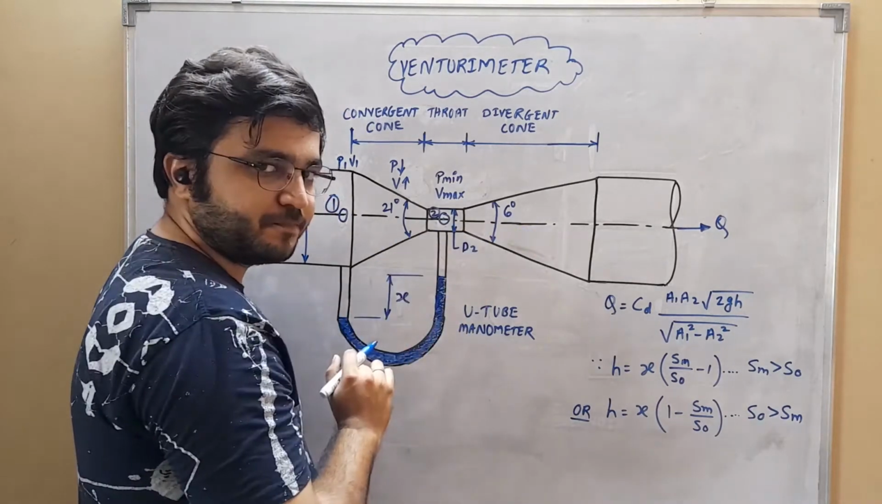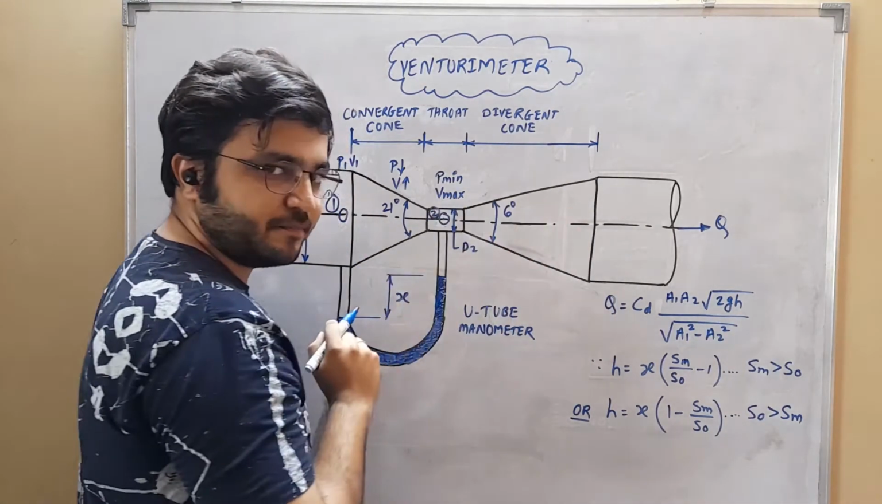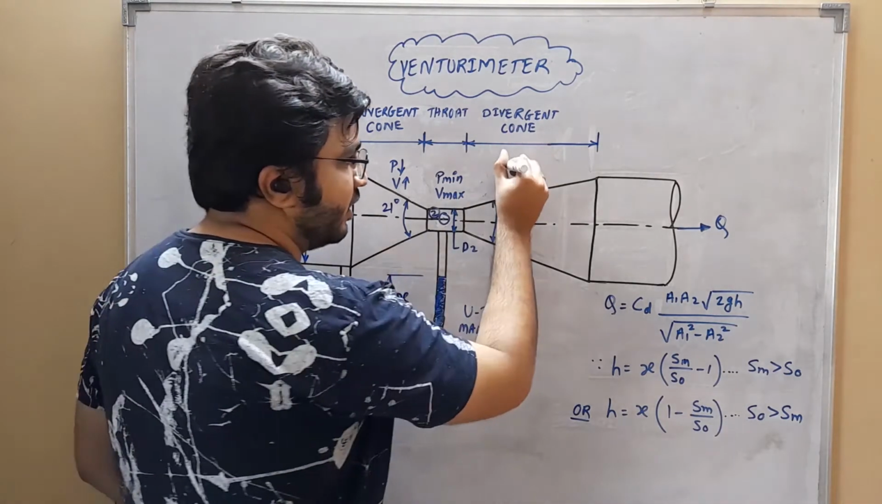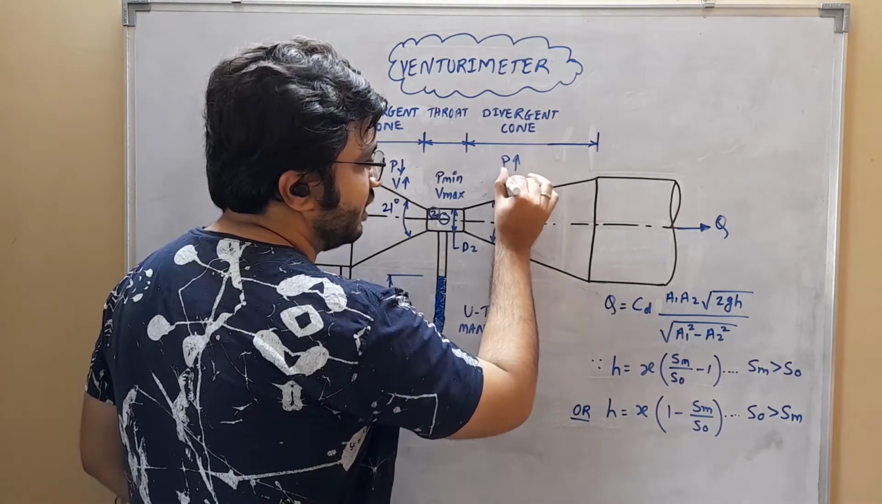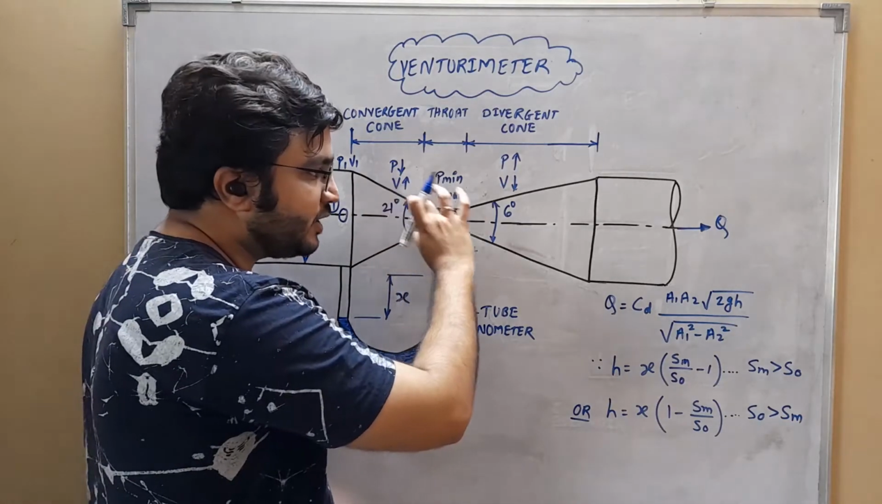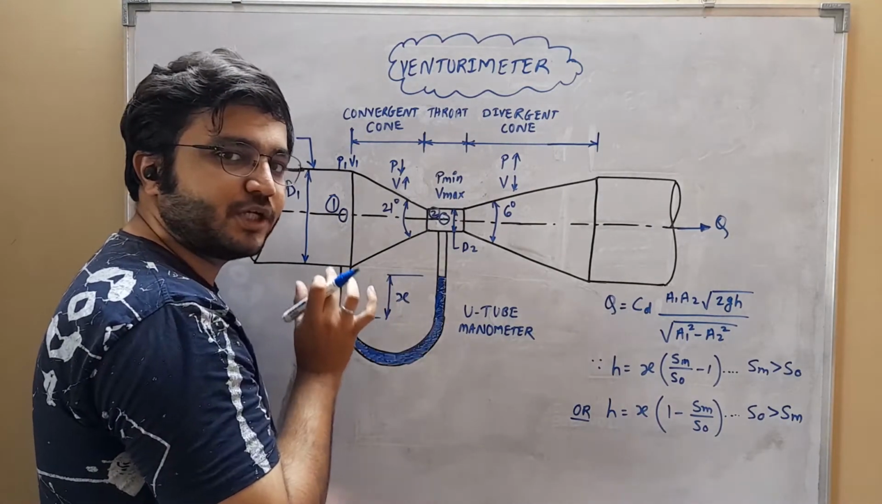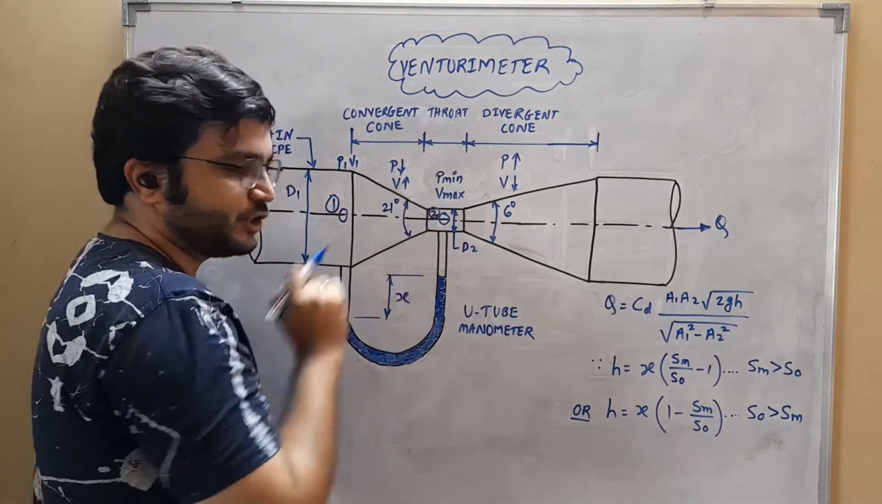After throat section, during the divergent section, the area is again increasing. That's why here the pressure is going to increase and velocity is going to drop. So this is how the change in the area of the pipe is going to be giving us the pressure head difference between these two sections.